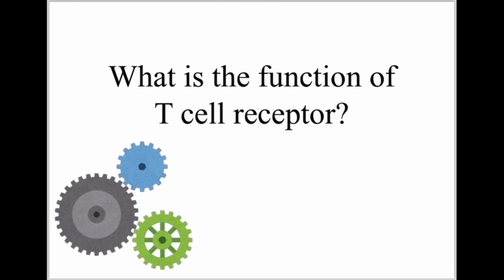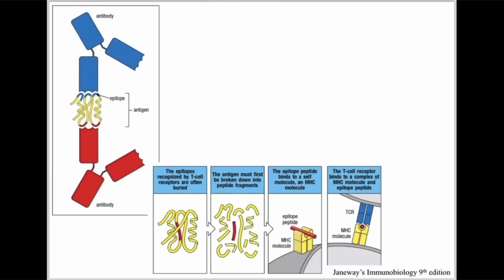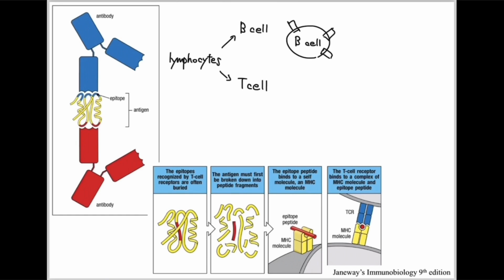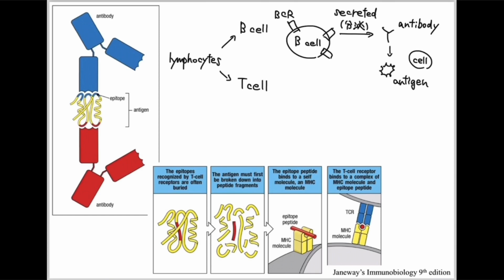What is the function of T-cell receptor? Lymphocytes are roughly divided into two types, B-cell and T-cell. The antigen-specific receptor of B-cell, called B-cell receptor or BCR, can be secreted as antibody. BCR and antibody recognize antigens in the extracellular spaces. However, the antigen-specific receptor of T-cell, called T-cell receptor or TCR, is never secreted.